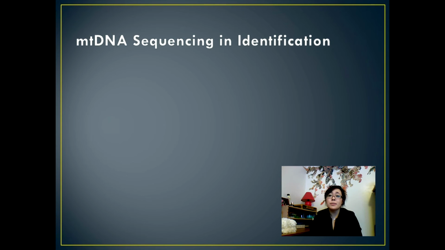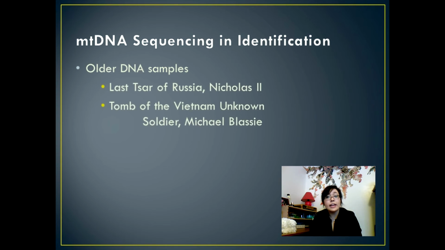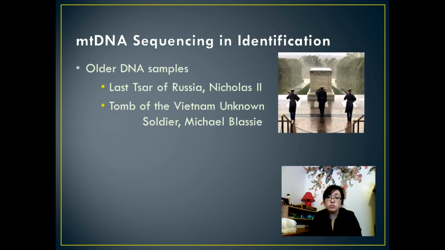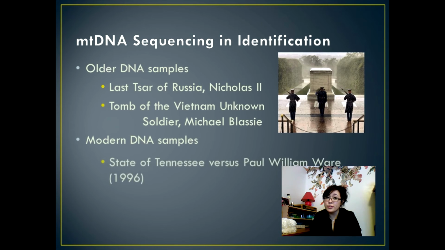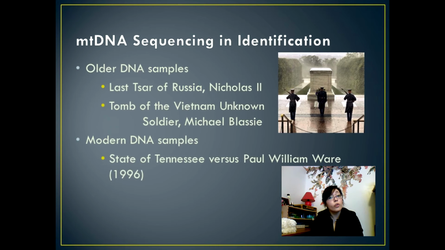mtDNA sequencing has played a key role in reliably yielding DNA sequences in both extremely old DNA fossilized organisms and in unidentified human remains. Notably, these would include identification of Nicholas II, the last Russian Tsar, and Michael Blassie, the soldier buried within the tomb of the Vietnam unknown soldier. mtDNA sequence analysis was first introduced in casework in the United States in the state of Tennessee versus Paul William Ware in 1996, wherein a small sample of hair was left on the victim, and researchers were able to determine the origin, being Ware, by using the exclusion principle.